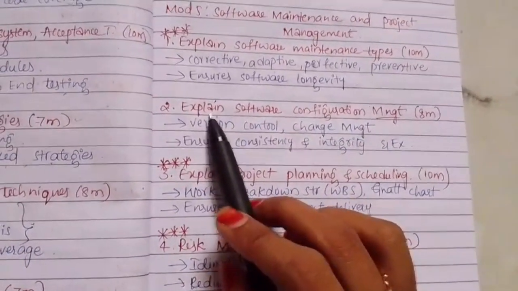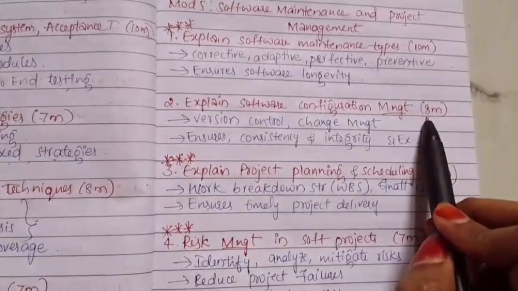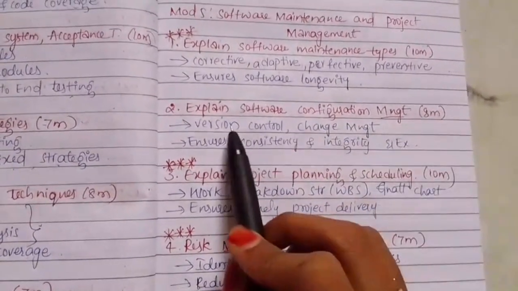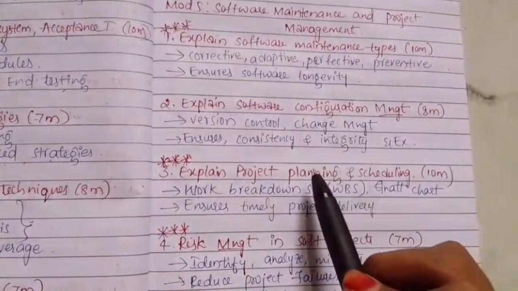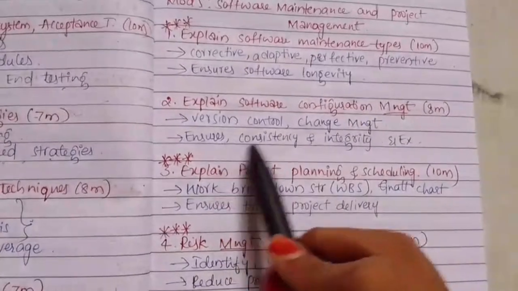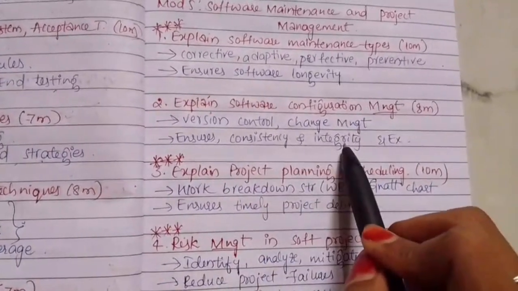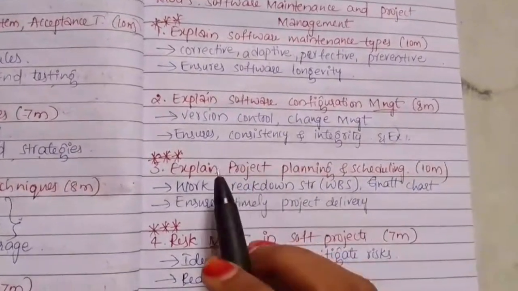And the second question is explain software configuration management, which is asked for 8 marks. You have to explain version control and change management in this. This software configuration management ensures the consistency and integrity, and you have to explain with an example.